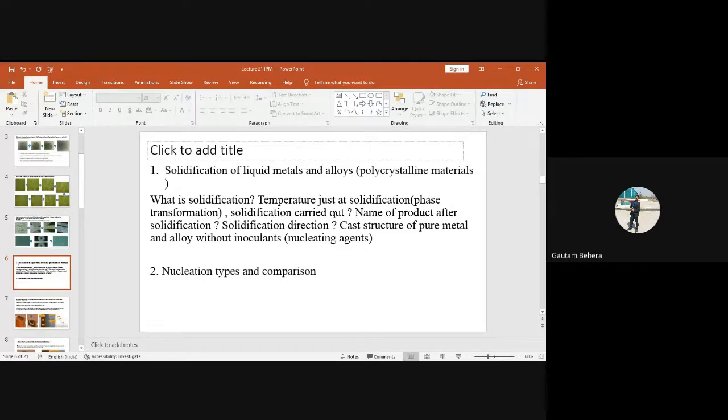Solidification means you are not getting my point. Solidification means liquid will become solid. How will liquid become solid? If the temperature is reduced. If you reduce the temperature of a liquid below the melting point, or below the liquidus temperature for an alloy, it will start becoming solid slowly.